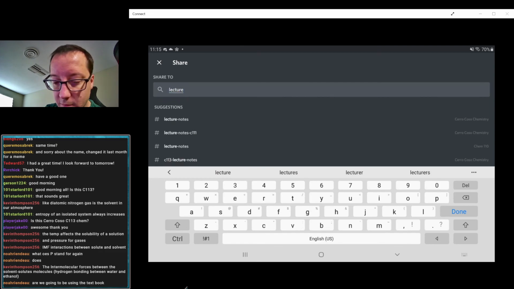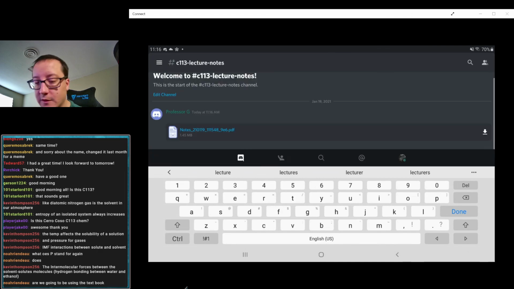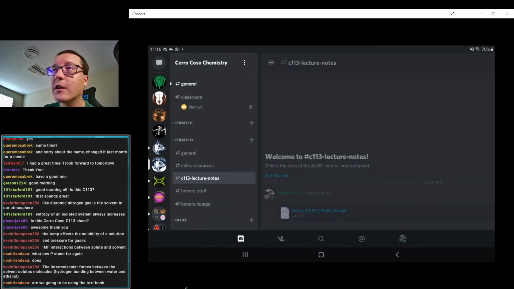Have to find the right one. Ah, that's the one for us. So you'll have those in Canvas or Discord as well. If you look at our tabs here, there is a tab that you should not be able to write in, but that's where you can download the notes for that day. So there we have it. See you guys tomorrow.